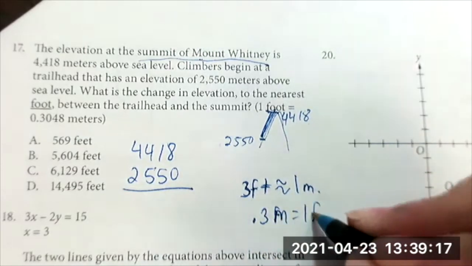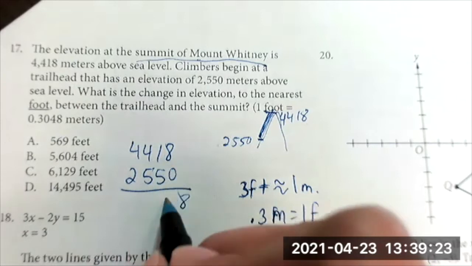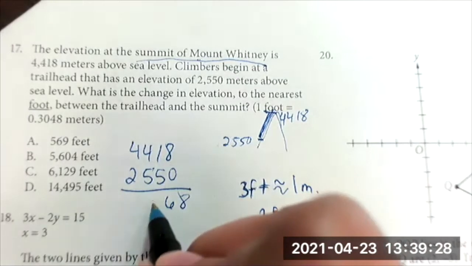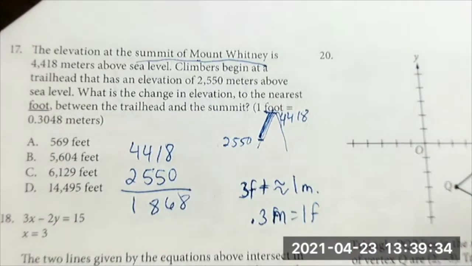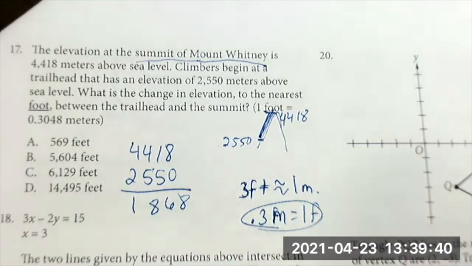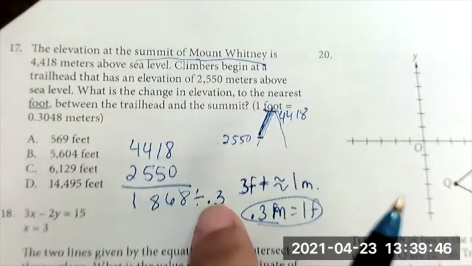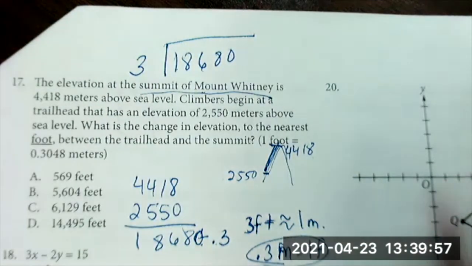Meters is 1 foot. And then you have 8, and then you have 6, and then you have 8, and then you have 1. 1868. And you're actually going to be dividing by the 0.3. So whenever you have that 0.3, guys, add another 0. This is an approximation, by the way. And instead of 0.3, just do 3. That way you're not working with decimals.